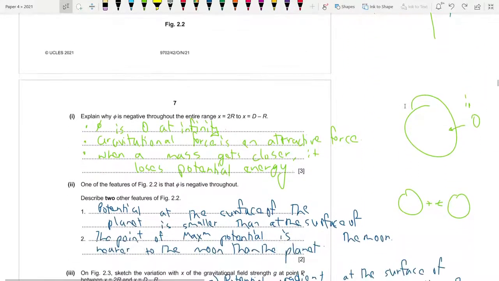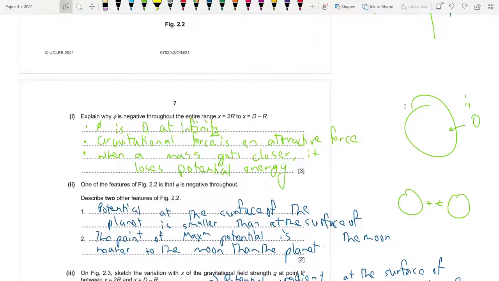So explain why phi is negative throughout the entire range. Okay, really important question. This is a common question. Remember that potential is actually 0 at infinity. The highest value that potential can take is 0, which is at infinity. And gravitational forces are attractive.